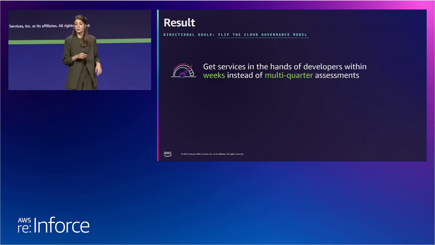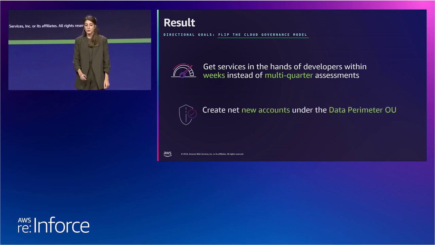Essentially, in our new OU, we flipped the cloud governance model from upfront, time-intensive, customized service-level controls to a standardized data perimeter applied to restrict all services. As we look to the future, we aim to continue rolling this model out to further accounts throughout the year and enable more services within the data perimeter OU.